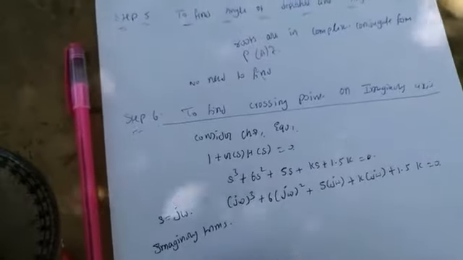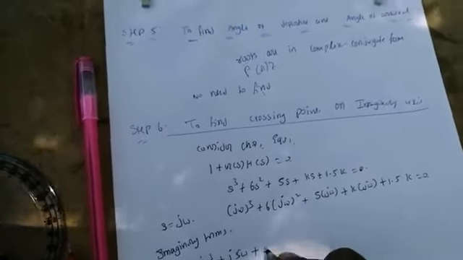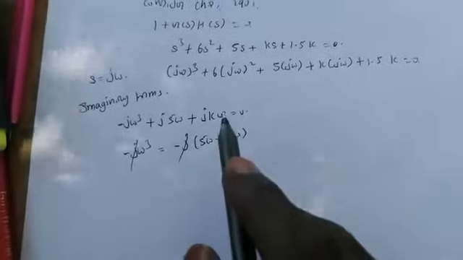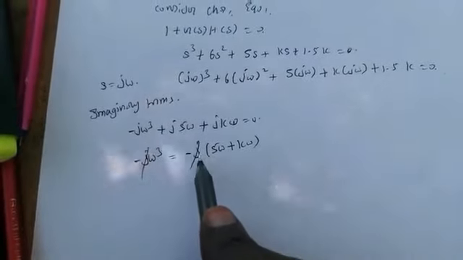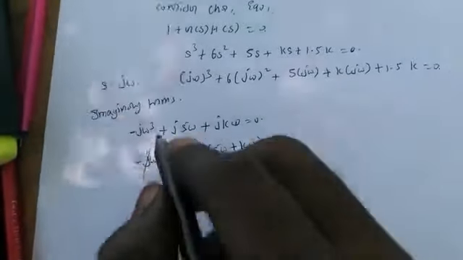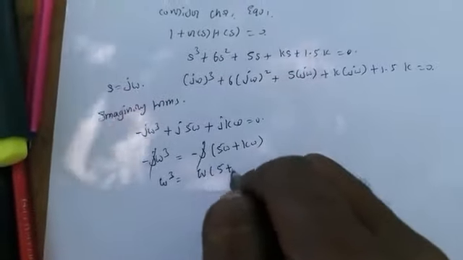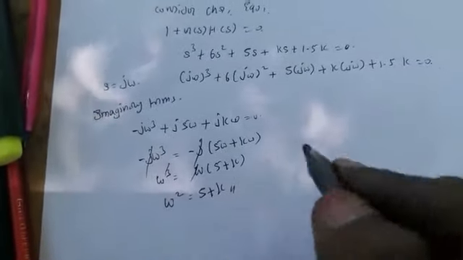So imaginary terms you will get minus j omega cubed plus j 5 omega plus j k omega equals to 0. So minus j omega cubed equals to minus j 5 omega plus k omega. j gets cancelled. So if these two terms come to this side, minus j is common for both. After eliminating this minus j on both sides, omega cubed, omega take common, 5 plus k. So omega cancels. Omega square equals to 5 plus k. Now we have to find that k value here.